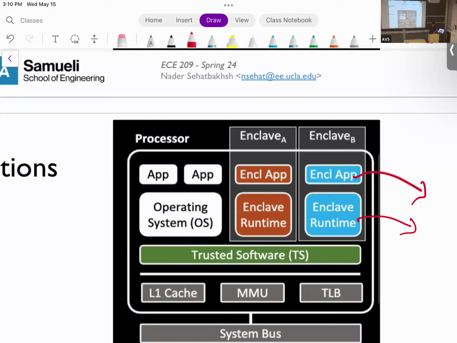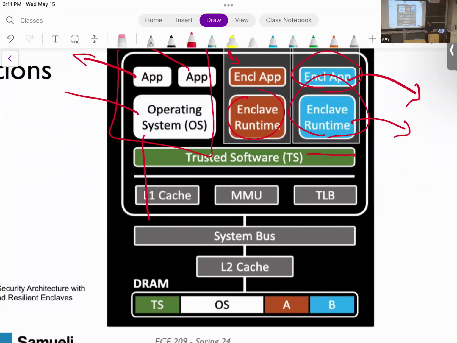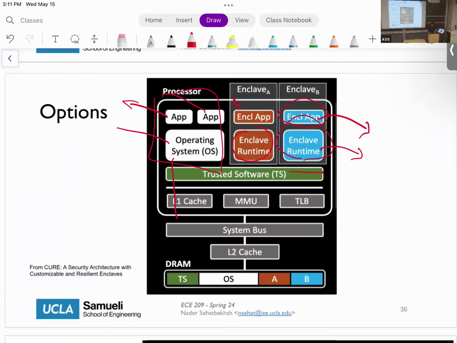So the original system has the apps and the operating system of its own. This is just a traditional way of computing. Then I have my enclave, which has its app and its runtime. And then I have a bunch of other enclaves that, again, have their apps and their runtime. And then I have this layer of trusted software that handles all of these things. And in DRAM, I'm going to have my OS, my trusted software, and my enclave. So essentially, the data is nicely stored in these different regions.